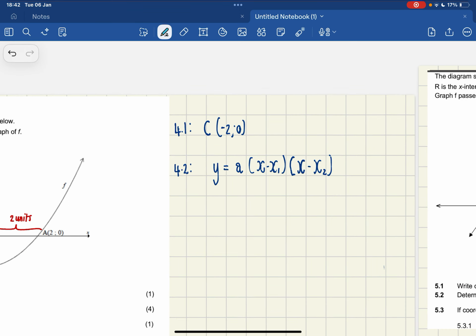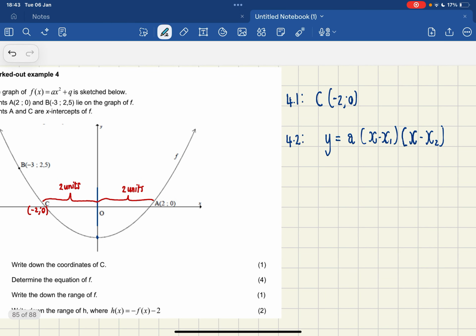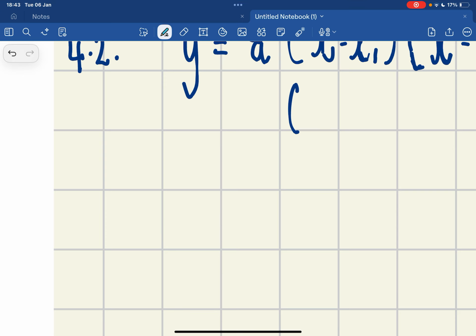So that being said, x1 can be negative 2. Let's put in negative 2 there for x1.